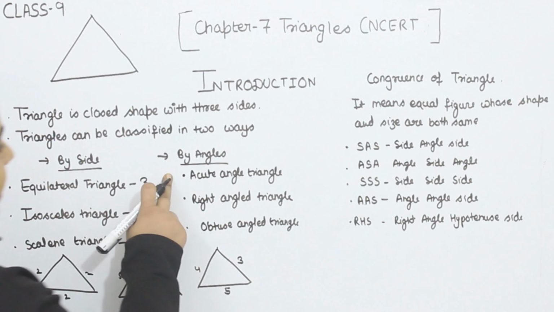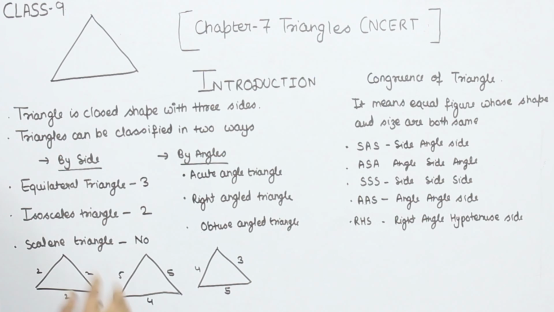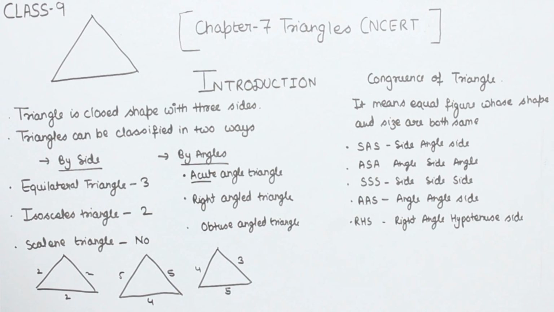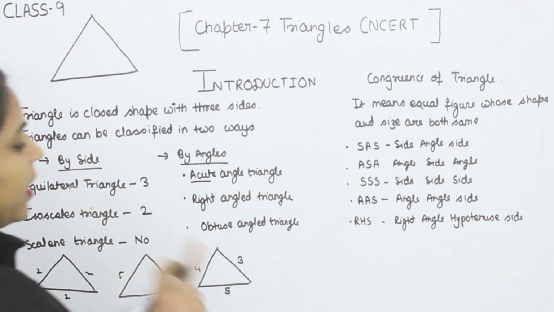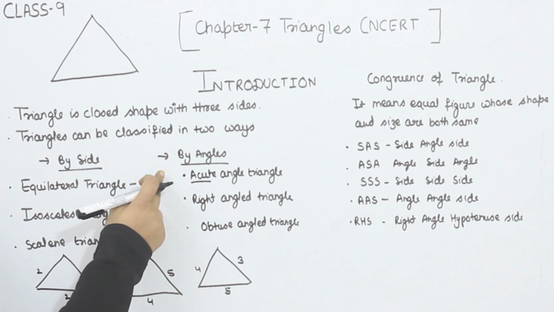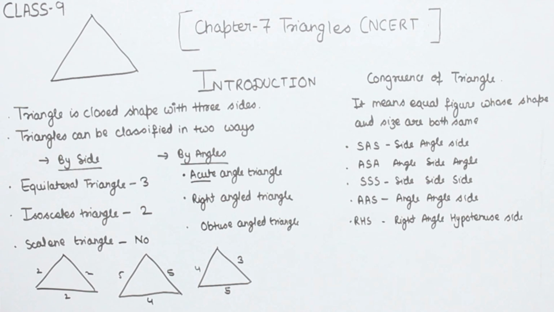Now come to by angles. By angle, the first type is the acute angle triangle. In this one, all the angles are less than 90 degrees. Less than 90 means acute angle. Now comes the right angle triangle. In this one, one angle is equal to 90 degrees, the right angle. The third one is the obtuse angle triangle. In this one, one angle is more than 90 degrees. So these are the classifications of triangles by angles, and the earlier one is by sides.